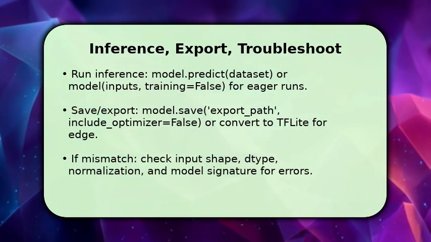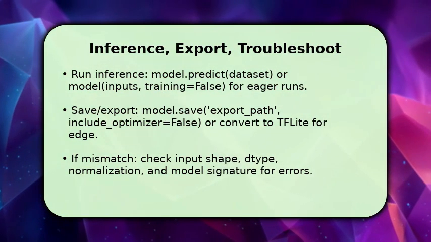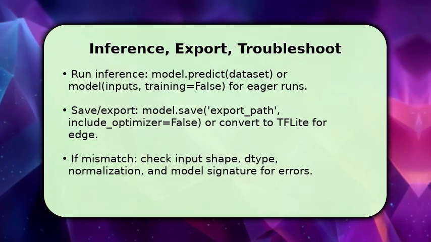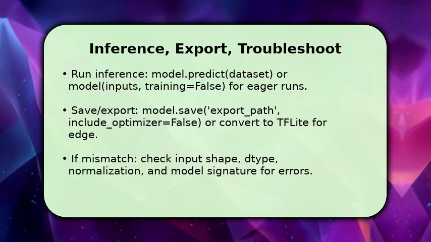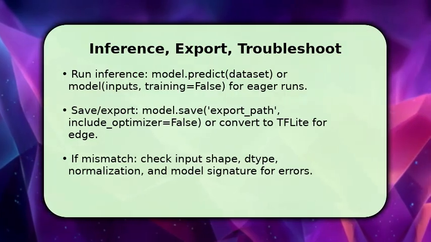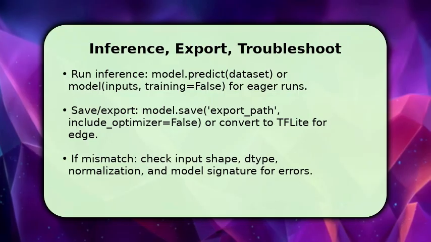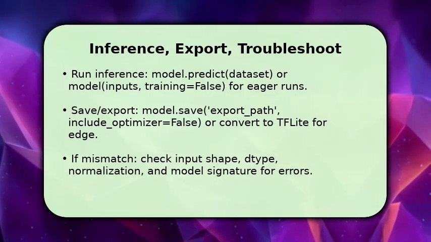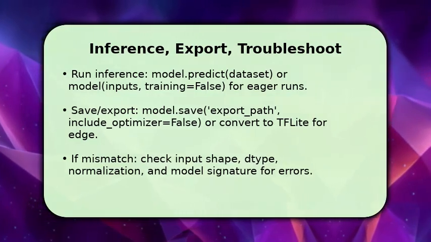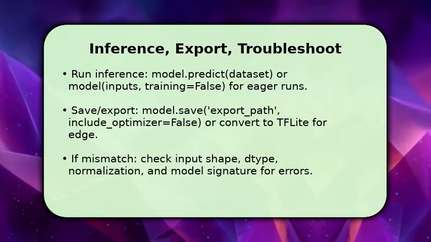Use model.predict on the dataset for batched evaluation, or call model on inputs with training=False in eager mode to inspect outputs step by step. When satisfied, export with model.save to an export path or convert to TF-Lite for edge deployment. Make sure to exclude the optimizer when you only need inference.